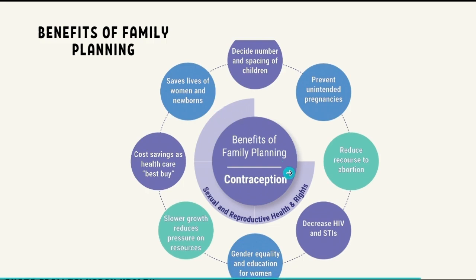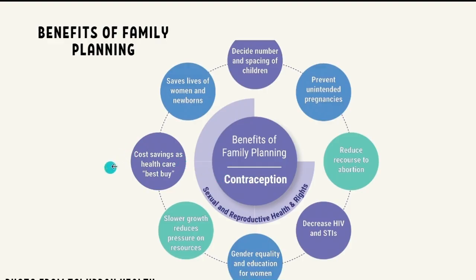Family planning also decreases HIV and STIs, and promotes gender equality and education for women. So the person is not just having children back to back to back when they can't take care of them, and they actually get to go to school and get their other life goals out of the way as well. And this one is for females specifically. And then slower growth reduces pressure on resources. Once you do family planning, you're able to plan a lot more. For example, if you know you can't take care of five children, it means you're not going to have five children, right? That's basically what it means.